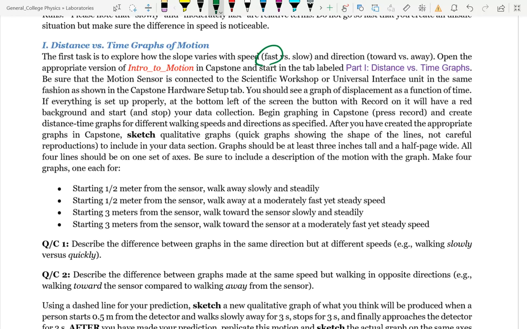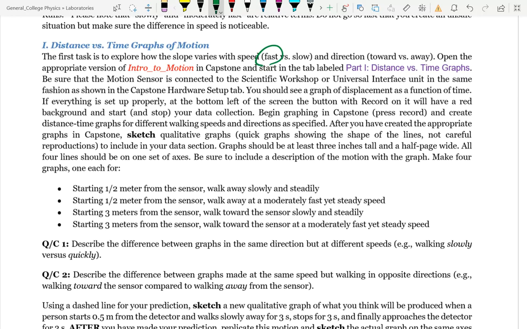We had 2 people drop the class. We still have an even number of students here, so groups of 2 works fine. I want one person to walk away quickly and toward it slowly, the other one to walk away slowly and toward it quickly. That way each person has one away and one toward, one quickly and one slowly. And so you're going to go ahead and take those 4 trials.